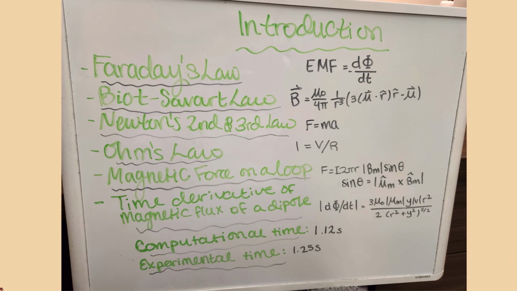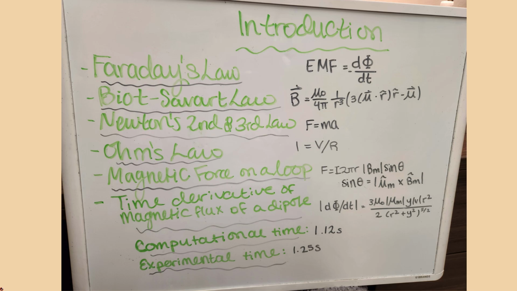The purpose of this experiment was to collect data on a magnet falling through an aluminum tube and then observe and apply Faraday's law. Some key fundamentals for this lab would be Faraday's law, Biot-Savart law, Newton's second and third law, Ohm's law, magnetic force in a loop, and the time derivative of magnetic flux of a dipole, and then all of the equations are listed.